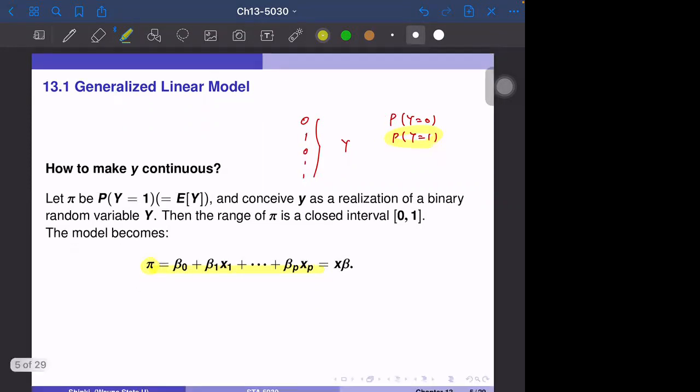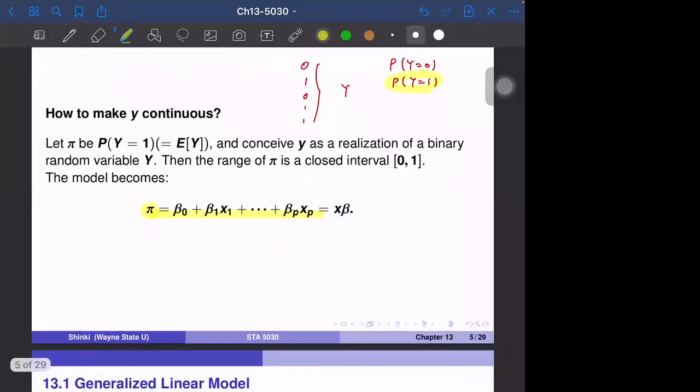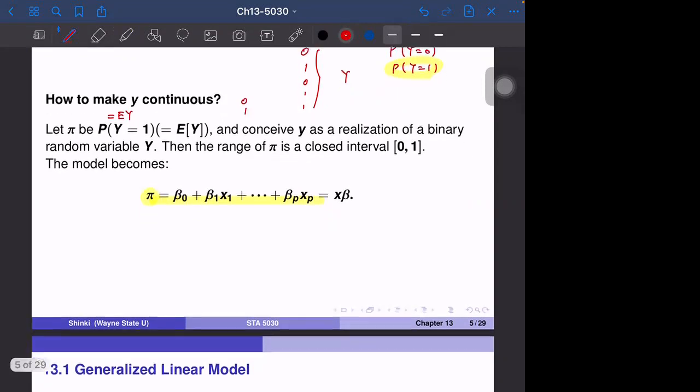But pi should be in the closed interval [0, 1]. Actually, the logistic model thinks this probability is always between 0 and 1, so we don't consider the case that the probability is 0. But okay, that is the first idea. Basically, this logistic regression model does not have the error term, but the left-hand side is just the expectation or probability. The probability of y equal to 1 is also the expectation of y, because y is either 0 or 1, so the probability of y equal to 1 coincides with the expectation of y.